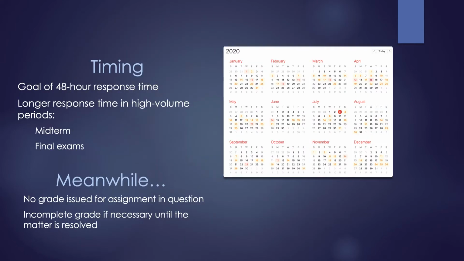The Provost's office prefers to get a response to the faculty member within 48 hours. The timing of the report, of course, will affect how quickly academic affairs can respond. The Provost's office usually receives a higher volume of report forms during midterm and finals week. Therefore, the response might take a little longer during those times. Faculty may not issue a grade on the assignment in question until the resolution process is complete. If the academic integrity violation occurs at the end of the semester, it might be necessary to issue a course grade of I, or incomplete, until the matter is resolved.